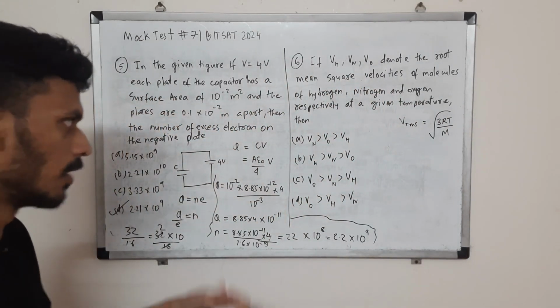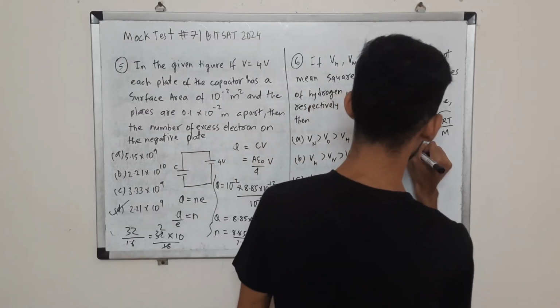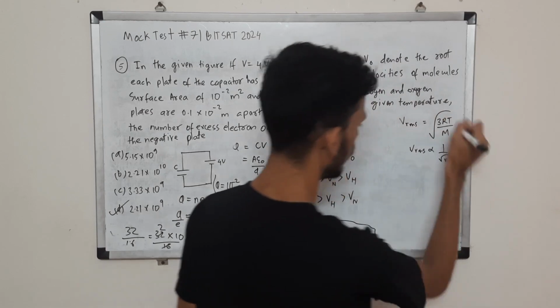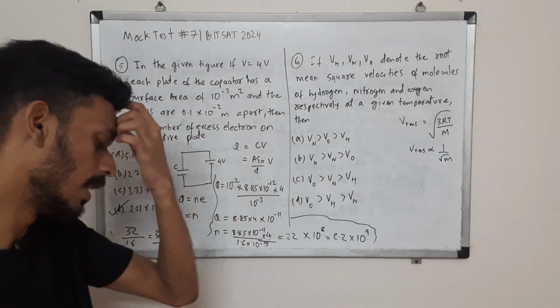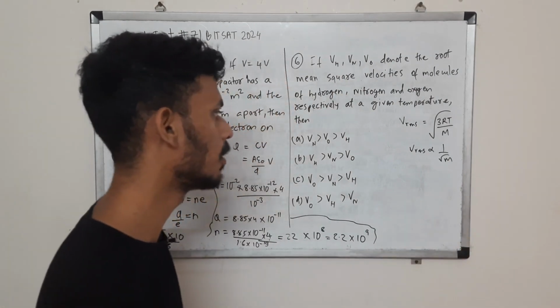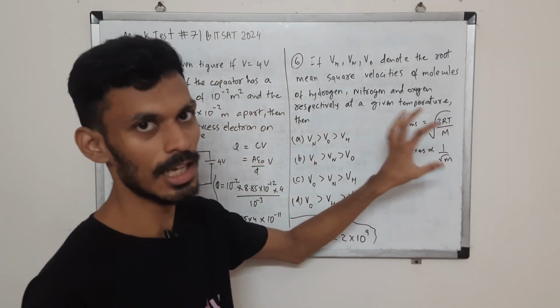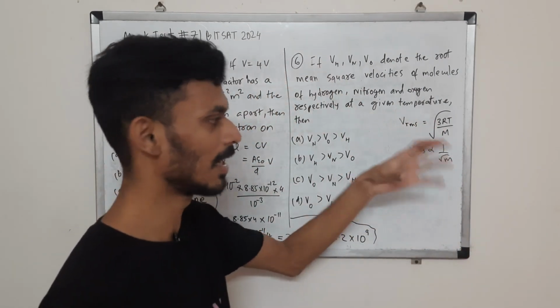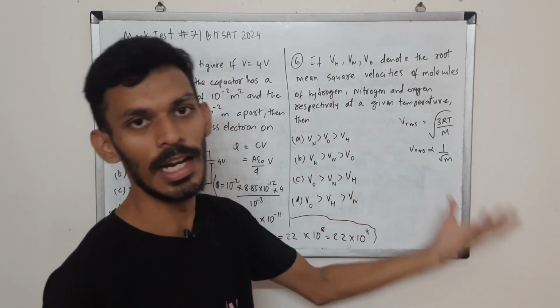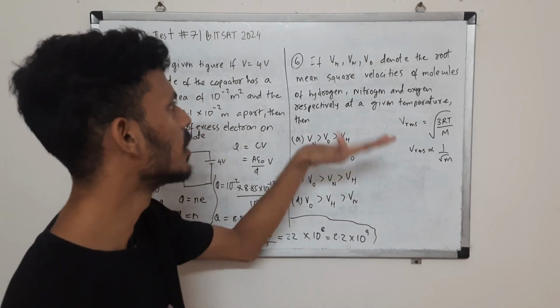So even if you don't remember this, you can just remember the relation that your RMS speed is basically inversely proportional to the square root of mass. This type of question is framed from kinetic theory of gases. They can ask you to find the ratio of different gases. If you know their mass, you can directly find the ratio. But here we are just supposed to find the order.